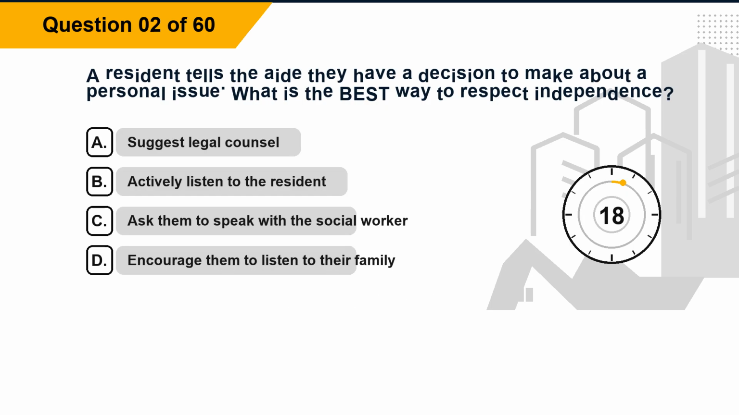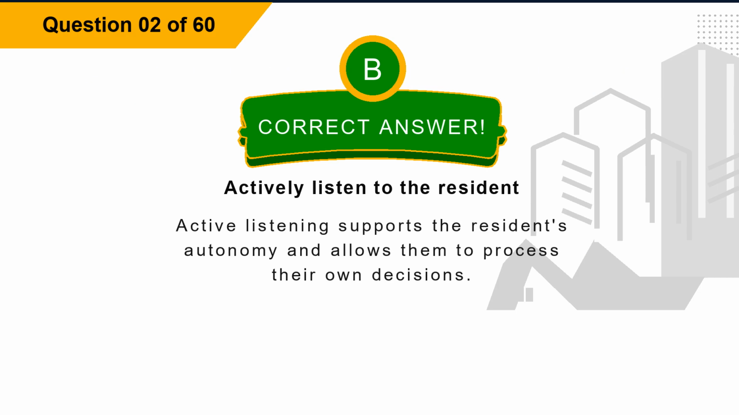Question 2. A resident tells the aide they have a decision to make about a personal issue. What is the best way to respect independence? Option A. Suggest legal counsel. Option B. Actively listen to the resident. Option C. Ask them to speak with the social worker. Option D. Encourage them to listen to their family. The correct answer is option B. Actively listen to the resident. Explanation. Active listening supports the resident's autonomy and allows them to process their own decisions.